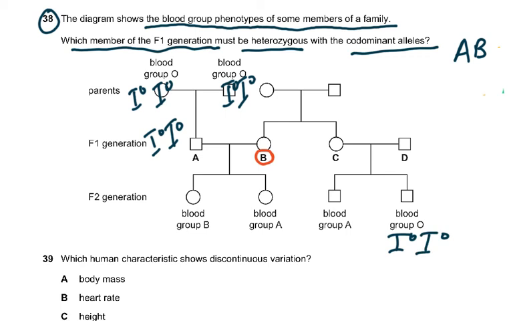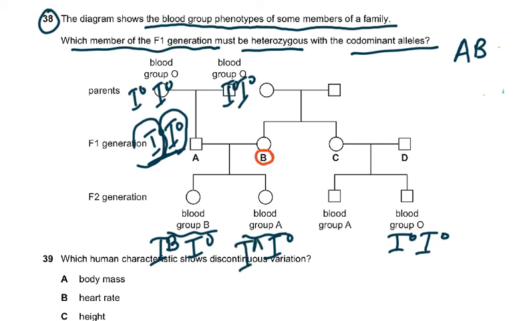So now let's go back and figure this out, how and what it can be. Parent A we are sure is IO, but then they have a child whose blood group is A and a child whose blood group is B. So this IO has to come from the parent. So both the children get this IO, but if one is B and one is A, this has to be IB and this has to be IA.